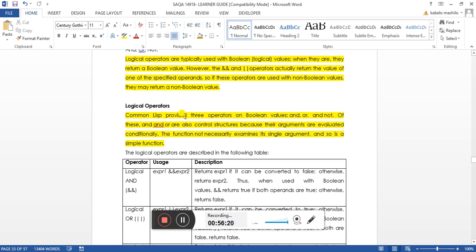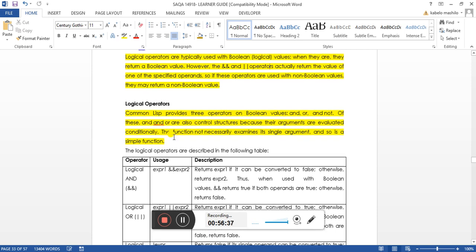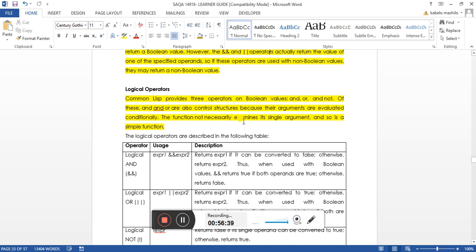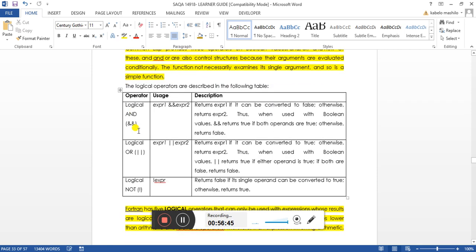We've got logical operators. Common Lisp provides 3 operators on Boolean values: and, or, and not. Of these, and and or are also control structures because their arguments are evaluated conditionally. The function not necessarily examines its single argument, and so is a simple function. The logical operators are described in the following table. So you'll read through this.